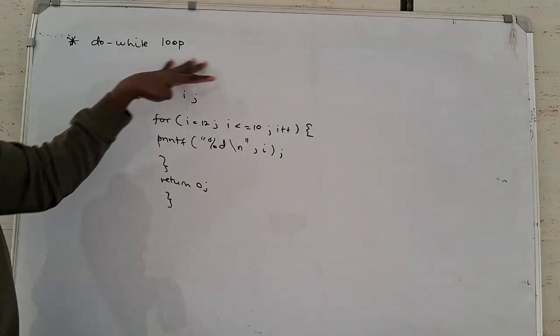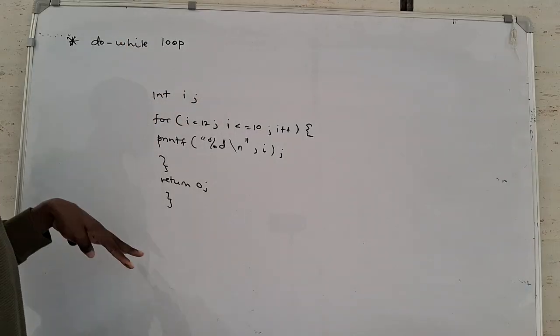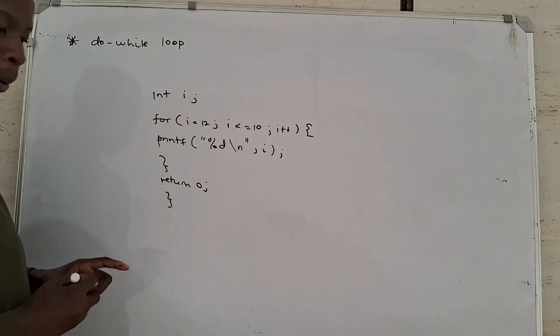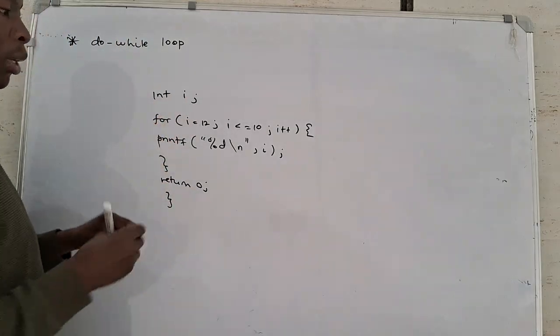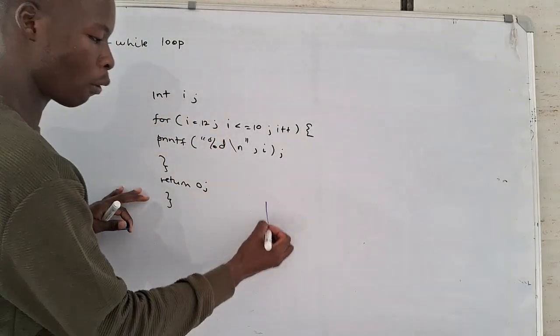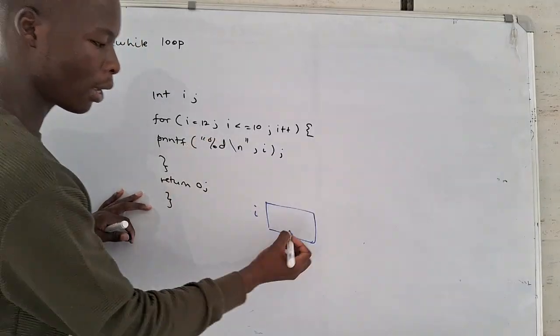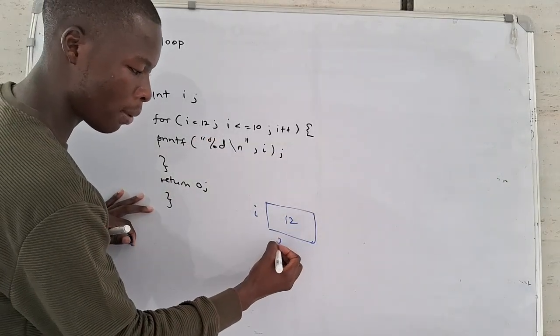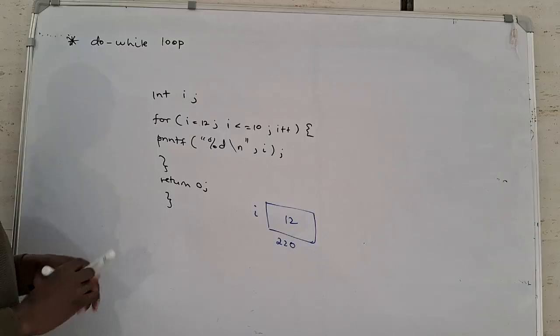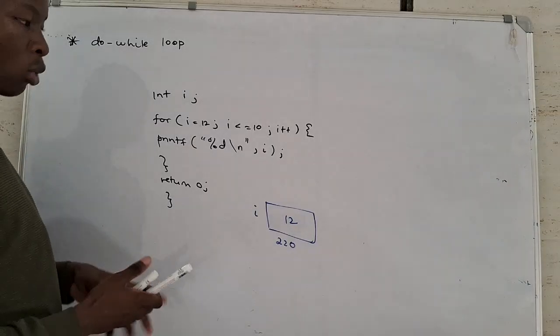Please write int main and hash include stdio. This is the program. Let's check what is going to happen. Here i is equal to 12. Some space is allocated for this variable i, and 12 is stored there. Suppose the memory address is 220.